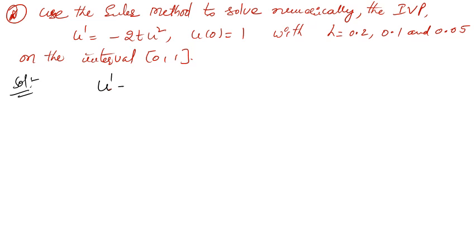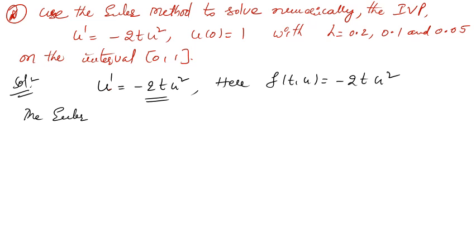Solution. What is the differential equation? The IVP is u dash equal to minus 2t u square. Here what is f of t comma u function? Minus 2t u square. This function, right side function, f of t comma u equal to minus 2t u square, right? Now the Euler method is what is the formula? uj plus 1 equal to uj plus h into f of tj comma uj.